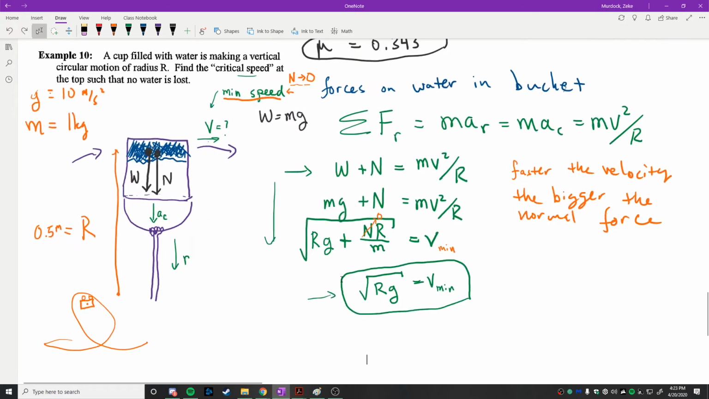Oh, and I want to emphasize that if the velocity of the water is below this speed, the water is going to fall out of the bucket at the top. That's what this means. No water is lost means the water will literally fall out of the bucket if the speed at the top is not at least this value, which in this case you could figure out. It'd be something like square root of 5 or something like that, right? That's the number. If it's more than that, it's fine. The water will just push harder on the bucket, right? And if it's less than that, the water's going to fall out of the bucket.